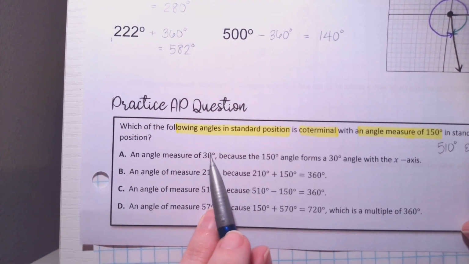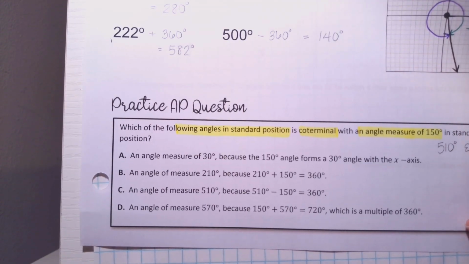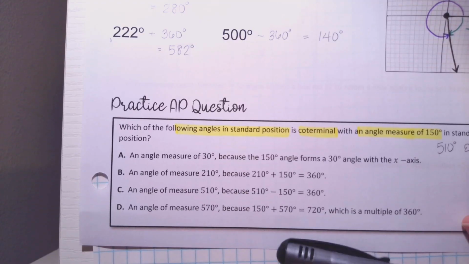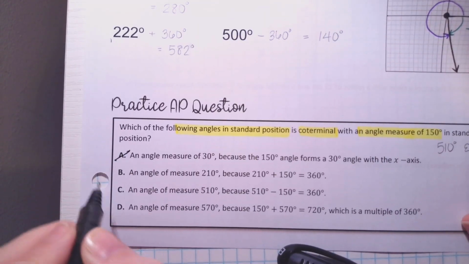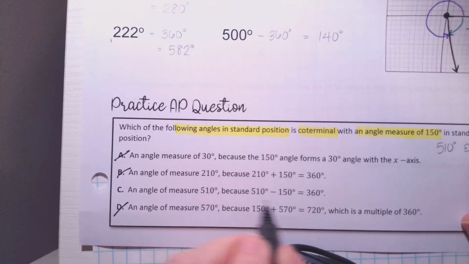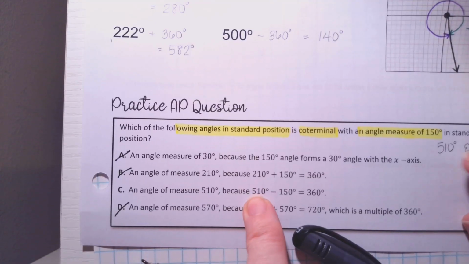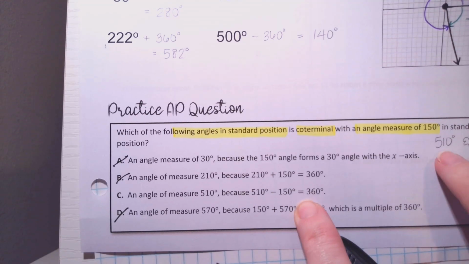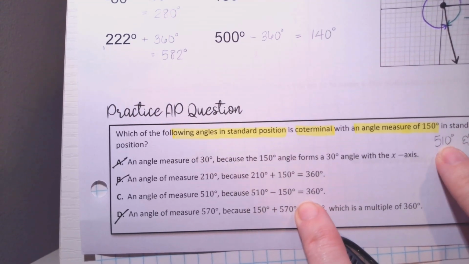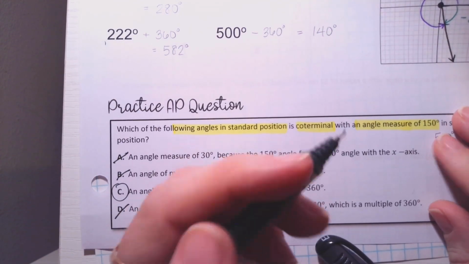Okay, 30 is not right. 210 is not right. If it said negative 210, that would be a maybe, but it didn't. An angle measure of 570 is not right. 570 wouldn't even be coterminal with this one because that would only be 60 degrees more than here. Then I'm going to check that the reasoning is correct. The angle measure of 510 is coterminal because 510 minus the angle we just found is 360. To find the coterminal angle to 510, you would subtract 360 and you get 150. So C is correct on this one.